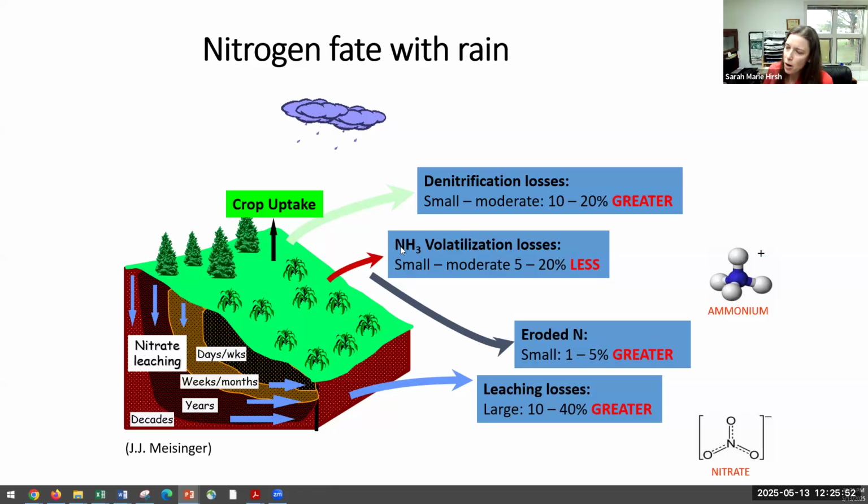The ammonia volatilization, that's actually going to be less if we have rainfall. Because remember, if we apply fertilizers with the ammonium in it, and we water those in, or we irrigate those in, or incorporate them, then we have less risk that those are going to be lost and converted to the gas. Erosion, of course, is going to be greater with rainfall, and then leaching losses are going to be greater with rainfall. So it's really a balancing act about when we apply what different forms of nitrogen and how that interacts with the wetness or the irrigation or the rain.